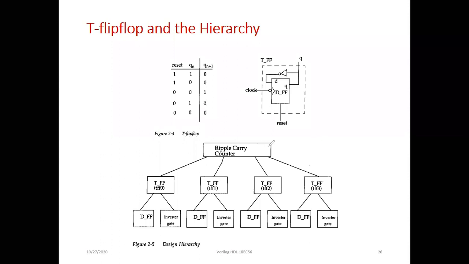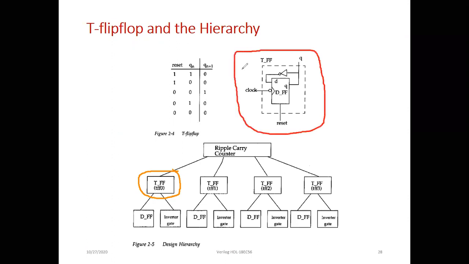Now you can see the ripple counter consists of 4 T flip-flops. Now you may ask, where is the flip-flop? See here, the flip-flop is here, the T flip-flop. Now you might have studied the T flip-flop. This T flip-flop is derived from a D flip-flop. You see inside, it's a D flip-flop.